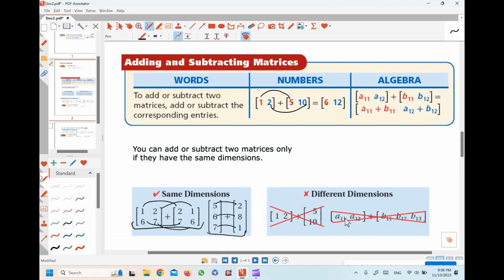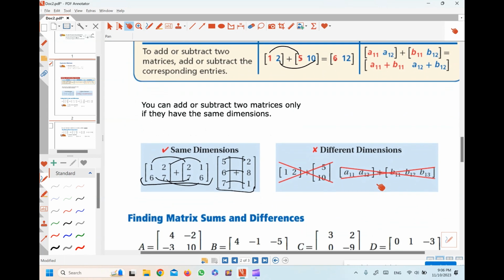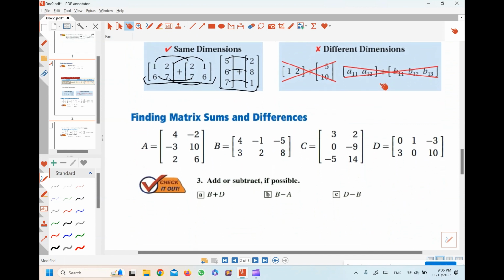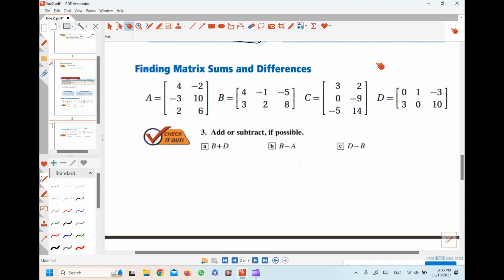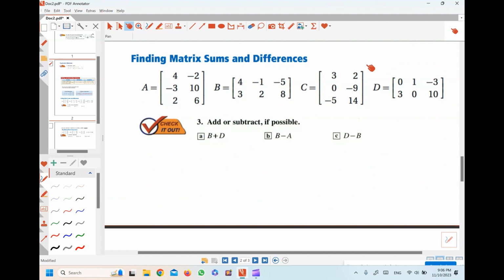But in these two examples, they don't have the same dimensions and they don't have corresponding entries. So where do I add 1 to? There is no first row, first column. There is no first row, second column. There is only one column here. So we can't add them. They are not compatible for adding. Matrices are not like numbers. We can't add every matrix. In order for them to be added or subtracted, we have to make sure that they have the same size.